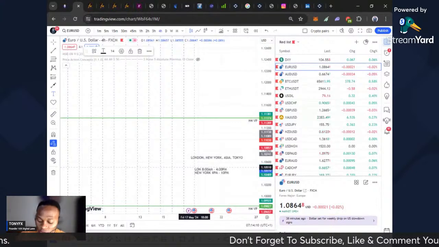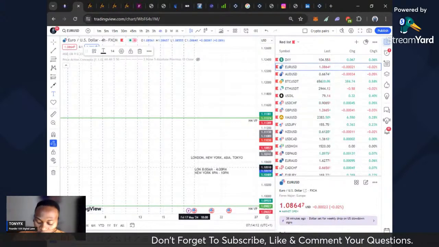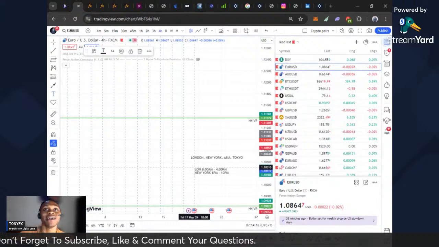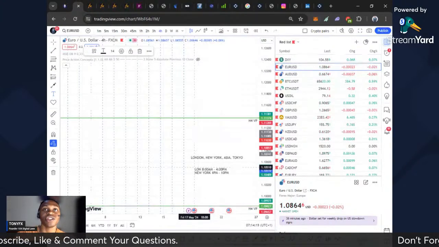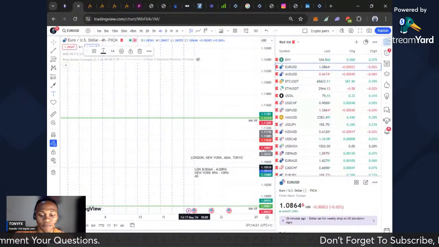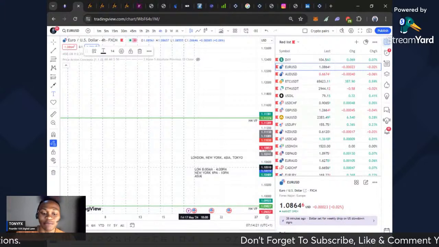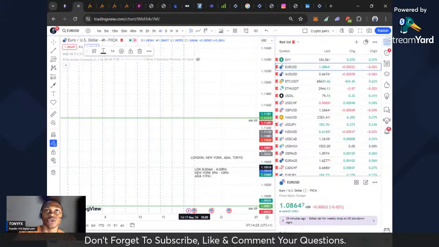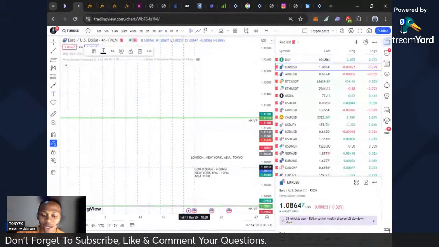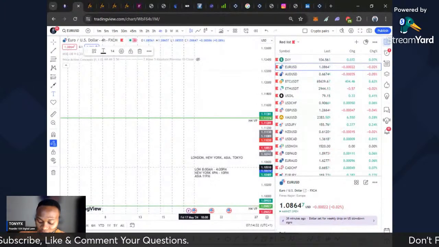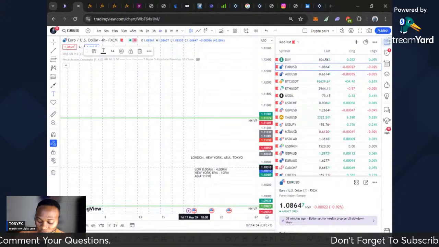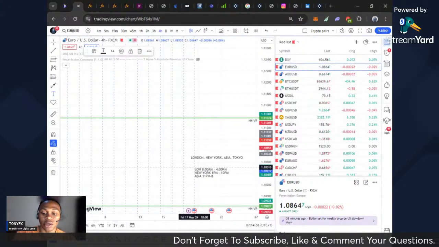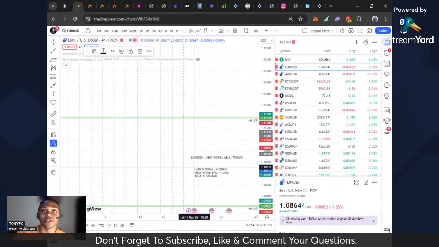Then the Sydney session or the Asia session starts by 11 o'clock. Asia session or Sydney session, it starts by 11 p.m. in the evening on the dot, and then the Sydney session, to be precise, runs down to about 8 o'clock a.m. West African time.